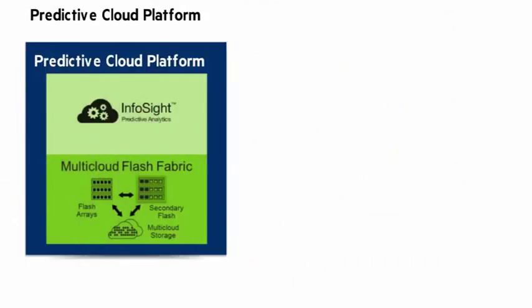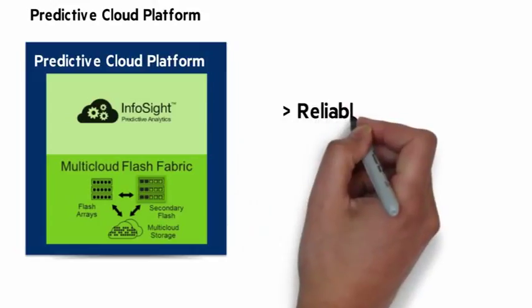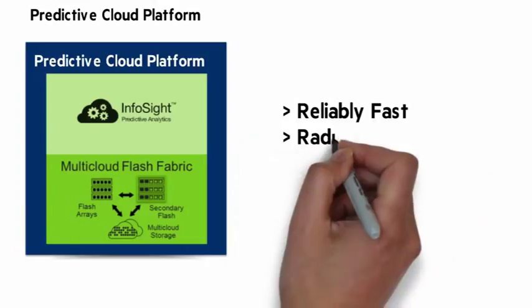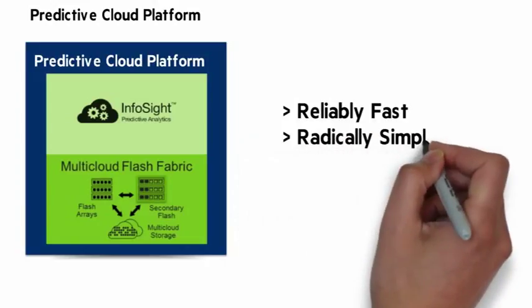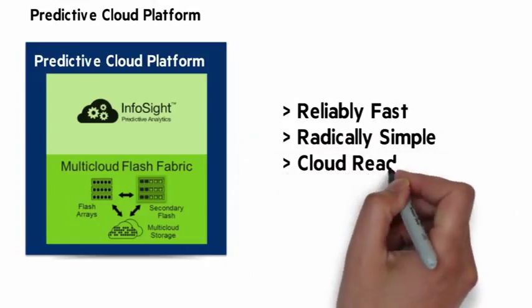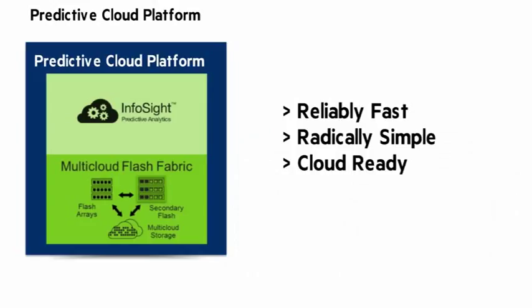InfoSight Predictive Analytics performs just what was described to close the app data gap. And the MultiCloud Flash Fabric, the combination of flash arrays, secondary flash, and multi-cloud storage delivers flash seamlessly across all the components. Together, the Predictive Flash platform brings flash to all applications and delivers something that's reliably fast, radically simple, and makes your environment cloud-ready.